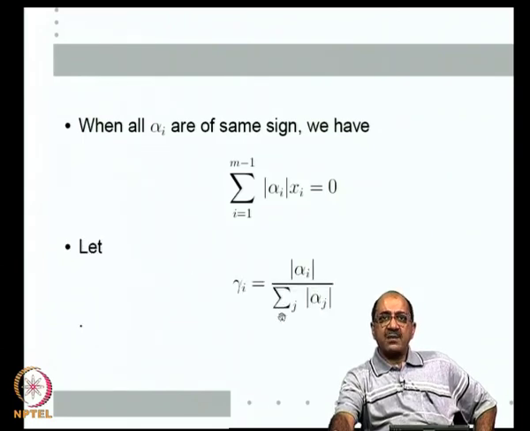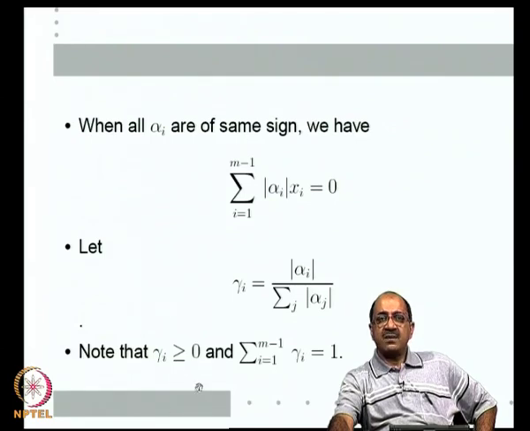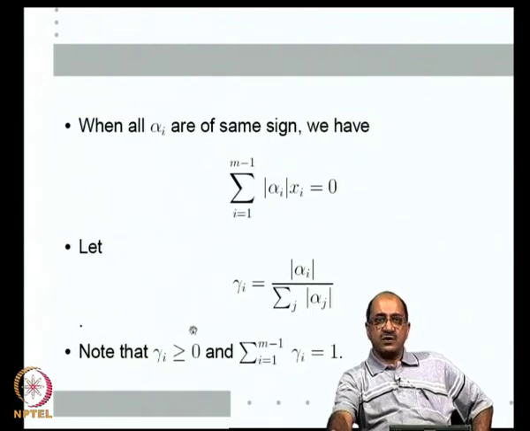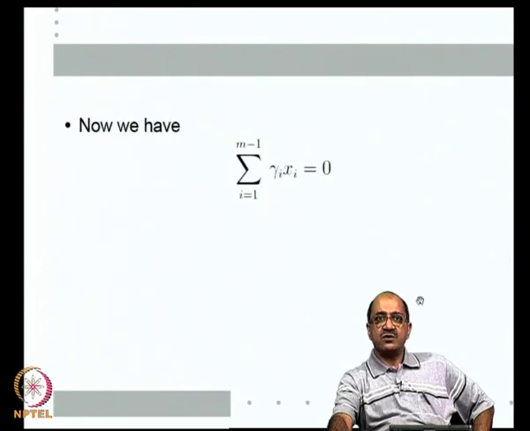Now, if we take gamma i to be the absolute value of alpha i divided by the summation of the absolute values of alpha j, then gamma i is greater than or equal to 0, and the summation from i equals 1 to m minus 1 of gamma i is equal to 1. That is easy to see. I am just normalizing this by dividing it by the sum of the absolute values of alpha j. So this gamma is greater than or equal to 0 and the summation of gamma i is equal to 1.